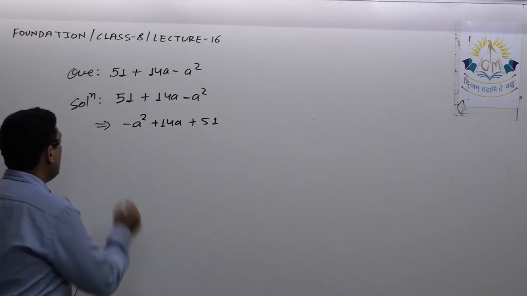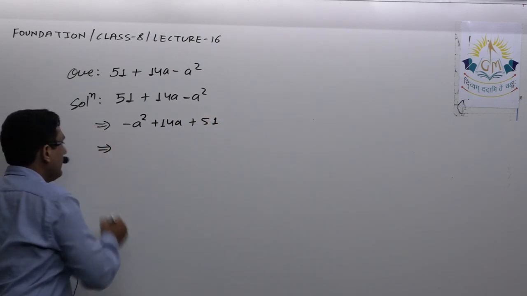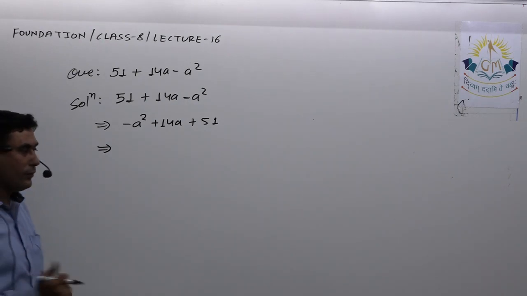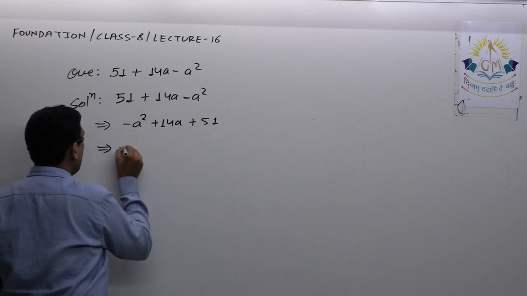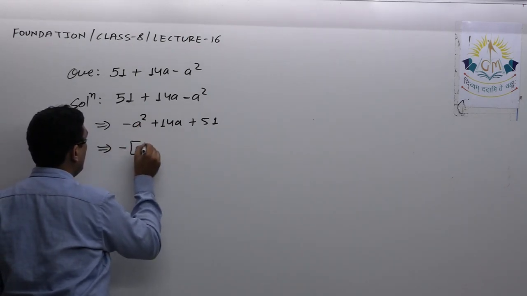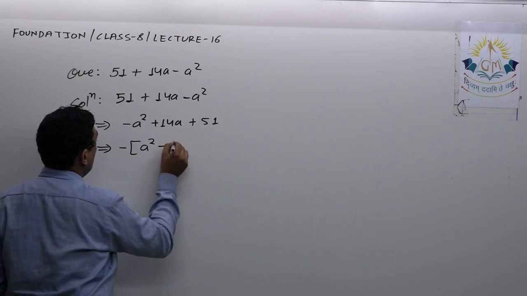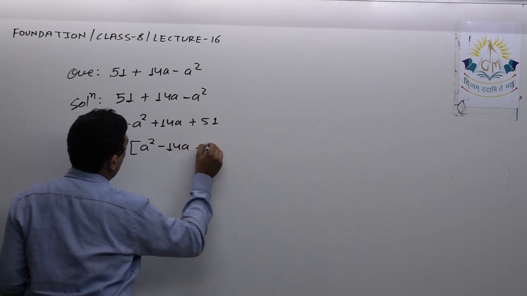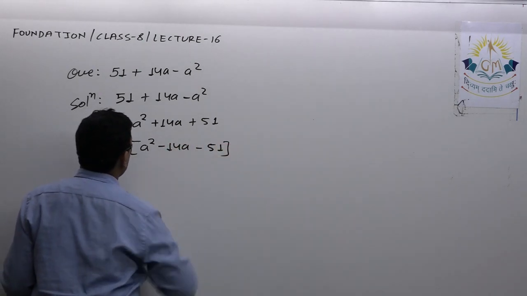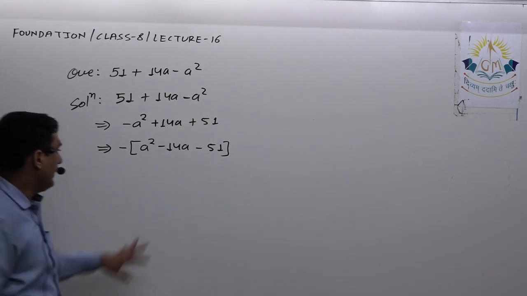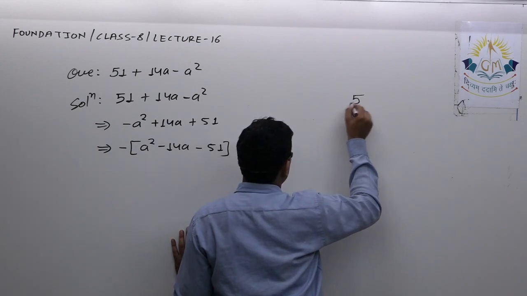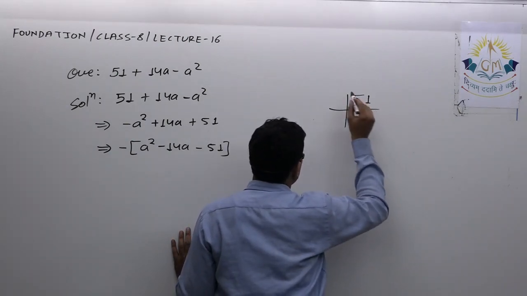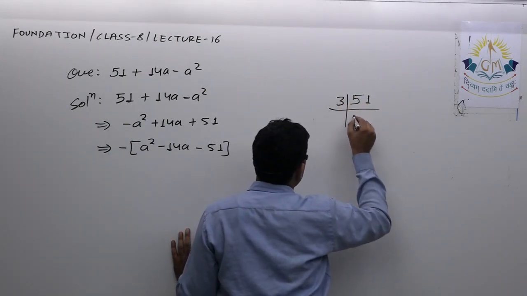Now the second thing, the first term must be positive, or in other words, the coefficient of the first term must be positive. So here it is minus a square, so I'll take the minus sign common. This gives me a square minus 14a minus 51. Okay, now here it is 51. So next thing, I find the factors of 51. That is divisible by 3 actually.